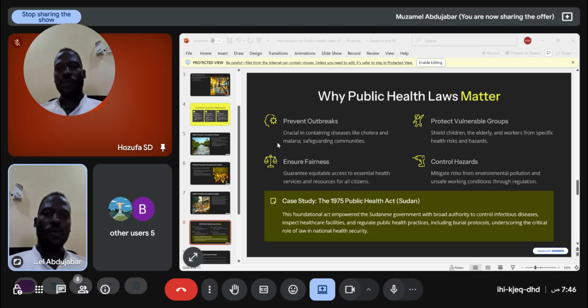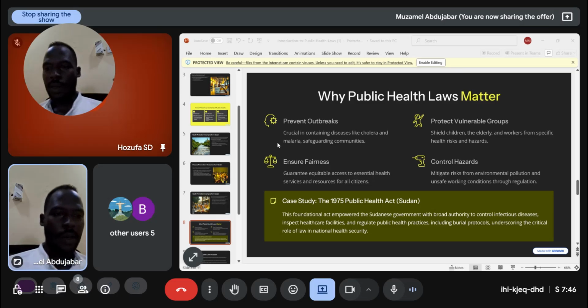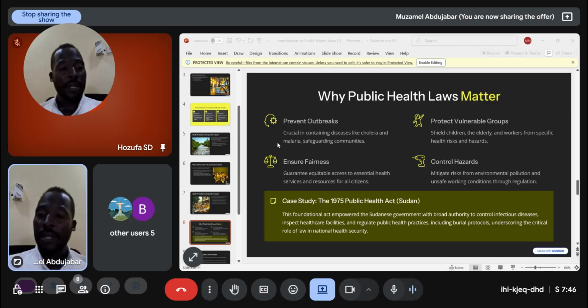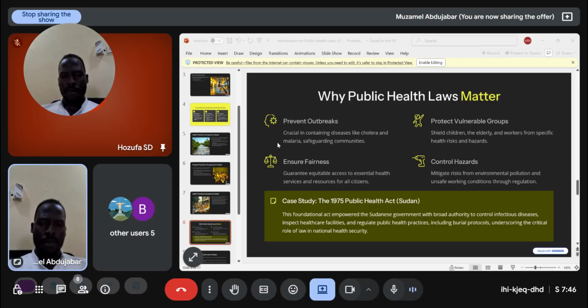Secondly, protect vulnerable groups like children, the elderly, and workers from specific health risks. To protect children, it is mandatory for a child to receive vaccination before joining school. Additionally, for the elderly and health workers, those working in very risky chemical areas are requested to work specific times. Industries are also not allowed to discharge chemical material directly into streams, water streams, or rivers.